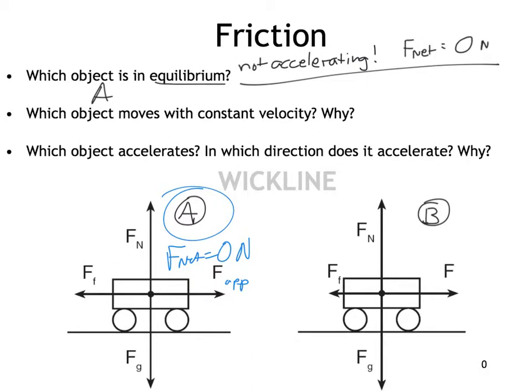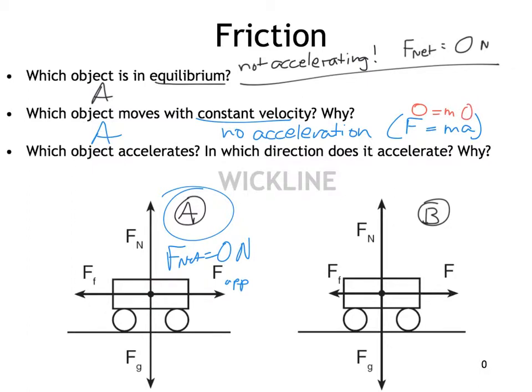So that means that cart A will be moving with constant velocity as well. Constant velocity means no acceleration. And you would not have acceleration if Fnet is 0. And the reason for that is because F equals ma. So if Fnet is 0, whatever mass is, it doesn't matter. A would have to be 0.